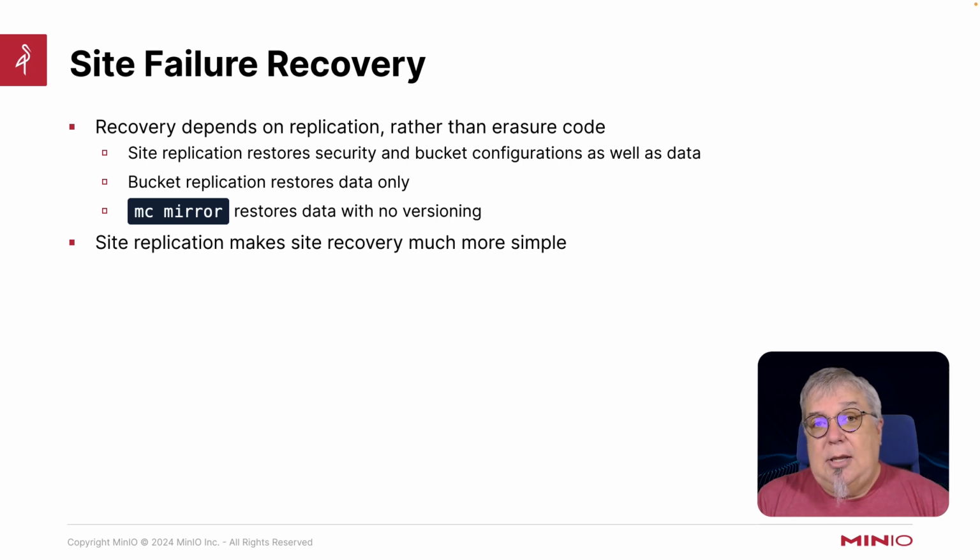If you're using Bucket Replication or MC Mirror to perform all of your replication, then what you're going to see is only your data being restored. And in the case of MC Mirror, you're not even going to get versioning. Bucket replication and MC Mirror are going to require you to set up your site yourself. This is why site replication for disaster recovery and for site failure recovery is so much better.